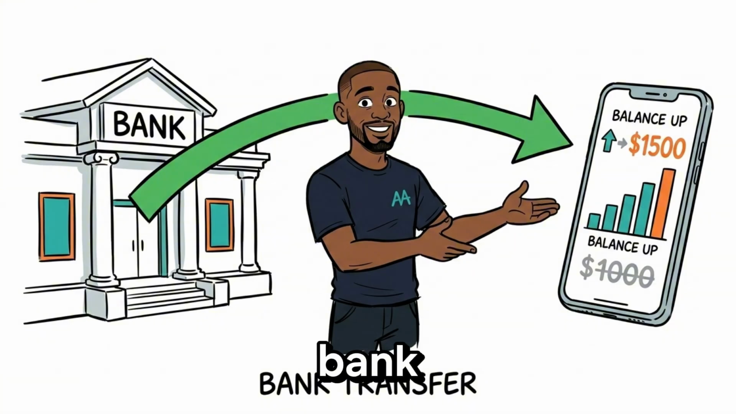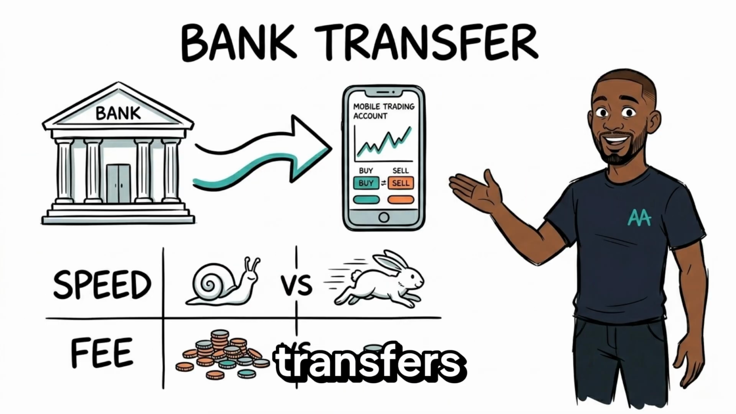Method 3, bank transfer. If you prefer your bank, here's how local bank transfers work. Quick honest note on this one. Bank transfers can be a little slower and sometimes have fees. So compare the speed and cost at the end of your choice. Choose whatever fits your budget.